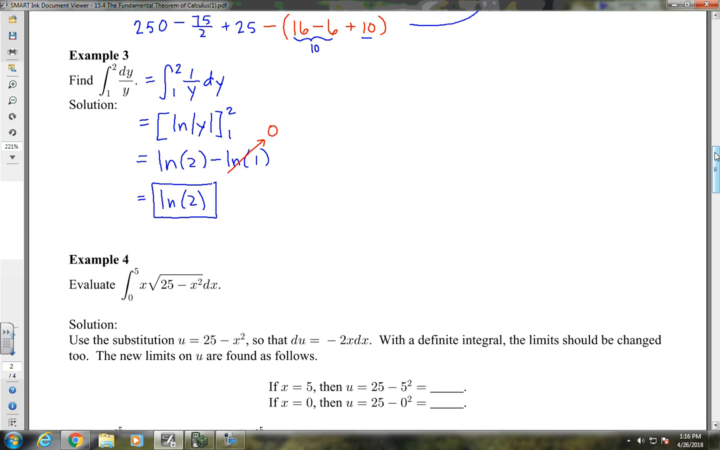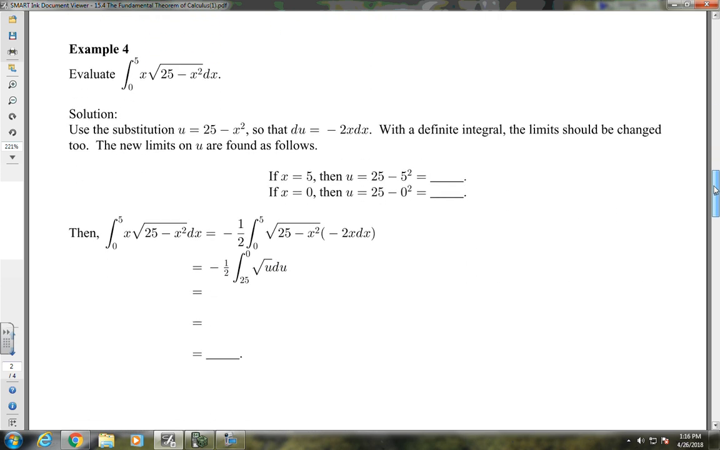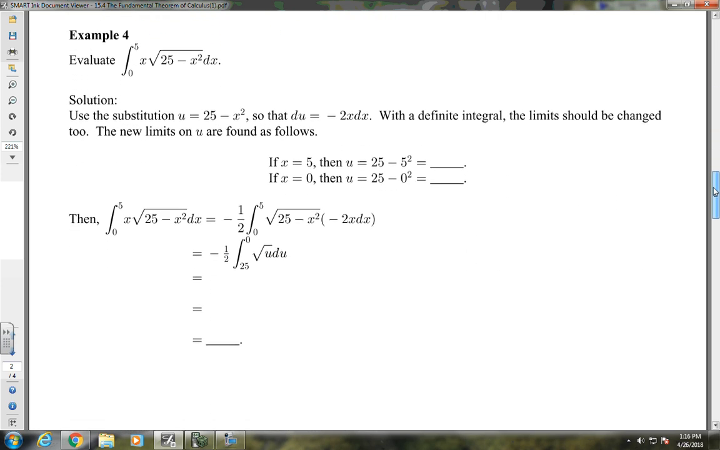Sometimes when you're evaluating definite integrals, you're still going to need that substitution process. So in this section, you're going to be reviewing all of your rules of integration and then tacking on that fundamental theorem of calculus at the end of your problem. So let's consider the integral from 0 to 5 of x times the square root of 25 minus x squared dx. In order to find the antiderivative, we're going to have to make a substitution.